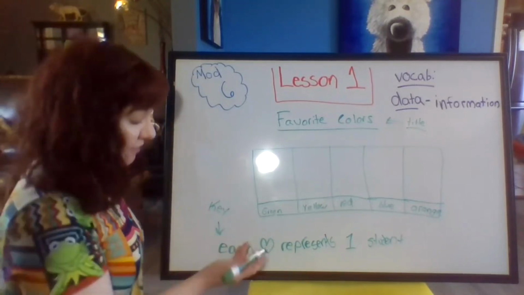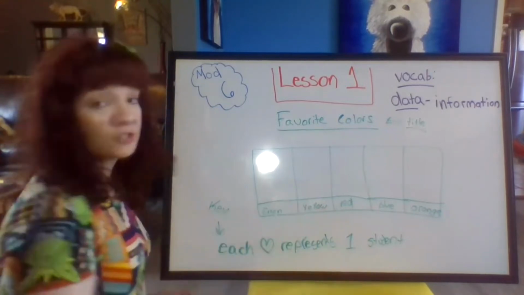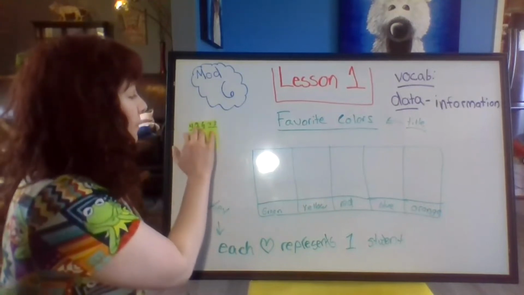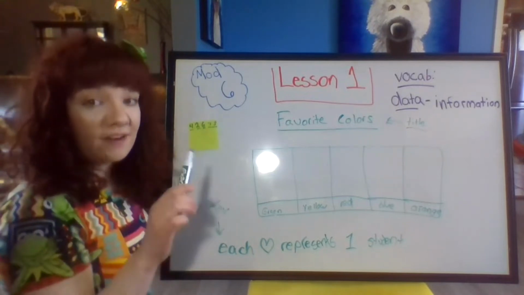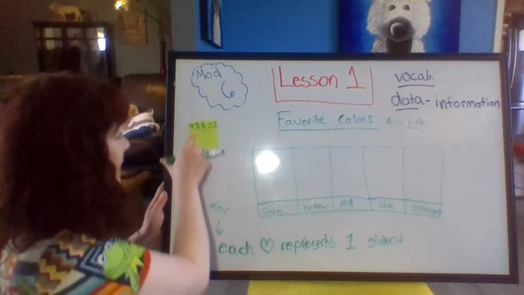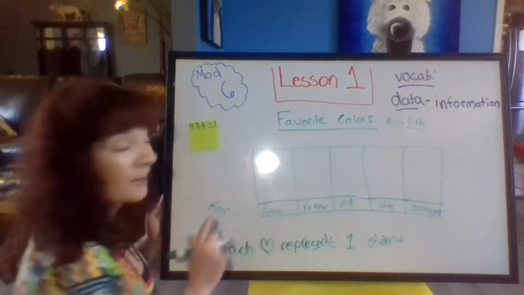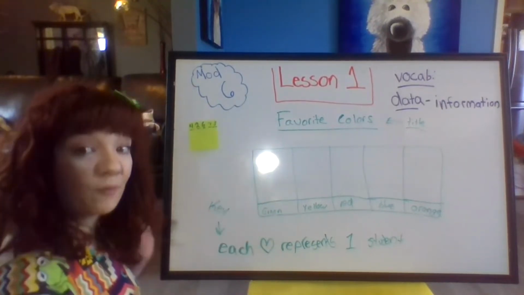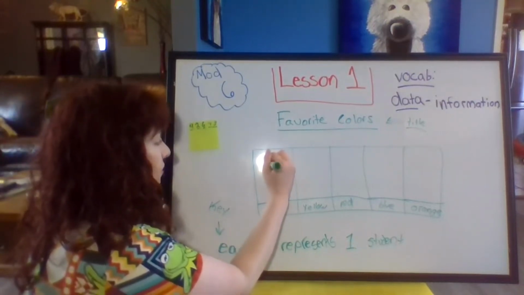So let's start with some hearts. And in this key it says each heart represents 1 student. So what I did was I have on a post-it note my numbers for each color. So I'm going to take my marker and I'm going to write the amount of hearts for each number under each color. So for green, I know that there's 4. 4 students liked green. So I'm going to start from the bottom up with green, and I'm going to make 4 hearts. 1, 2, 3, 4.